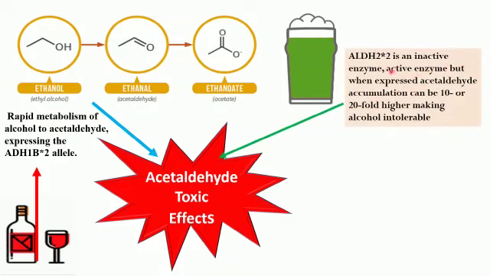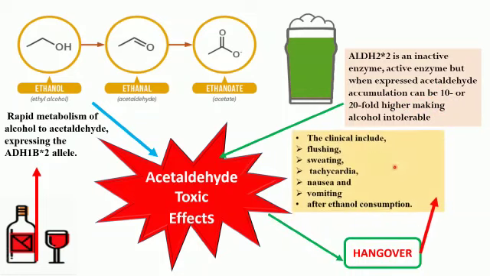The second defect is in the enzyme aldehyde dehydrogenase allele 2, which is an inactive enzyme in the general population, but if it is active, then there is 10 to 20 fold higher accumulation of acetaldehyde, which again makes alcohol intolerable. The third effect is the hangover effect, which includes flushing, sweating, tachycardia, nausea and vomiting. These are the acute effects, but the chronic effects we will discuss in our next lecture.